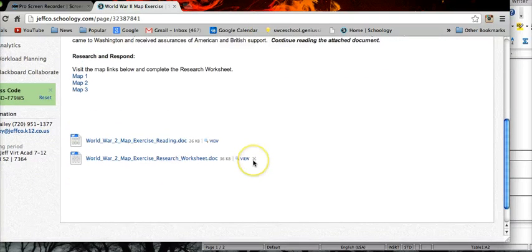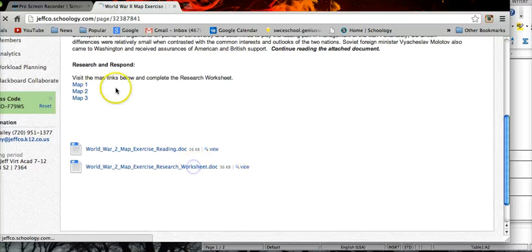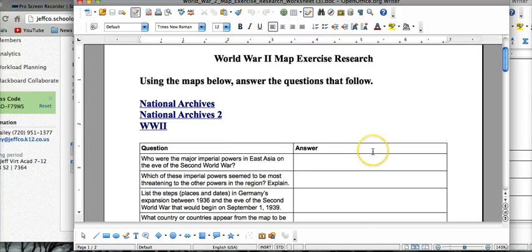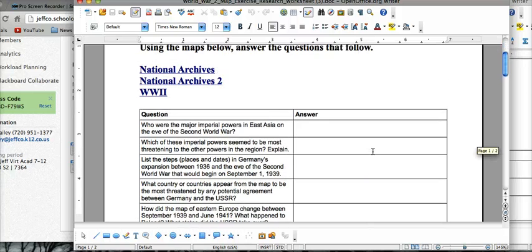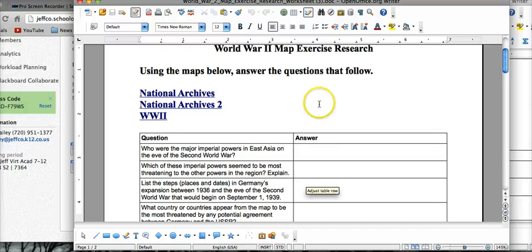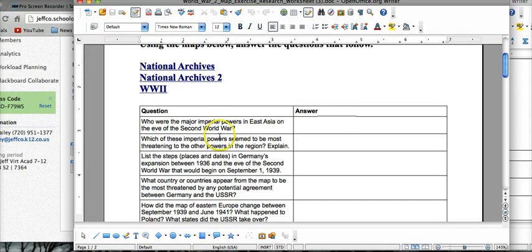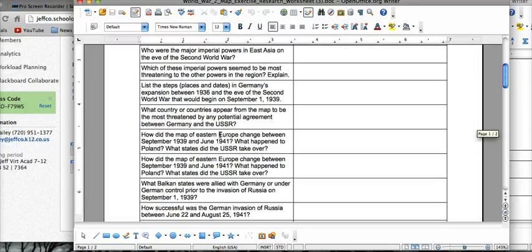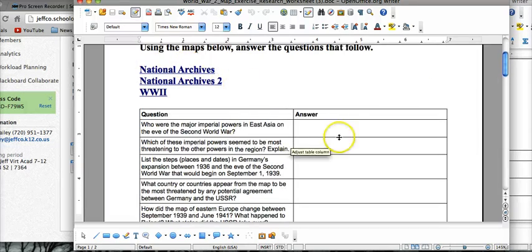When you get into the worksheet, I would suggest, if you just try to answer these questions right off the bat, or you try to go into the maps, it's going to be frustrating for you. So what I would suggest doing, take a look at all these questions, and then go and view the maps and the narration in the maps before you start answering these questions.